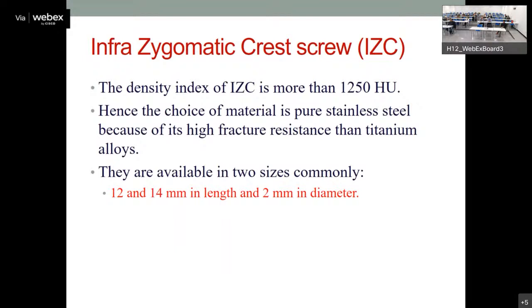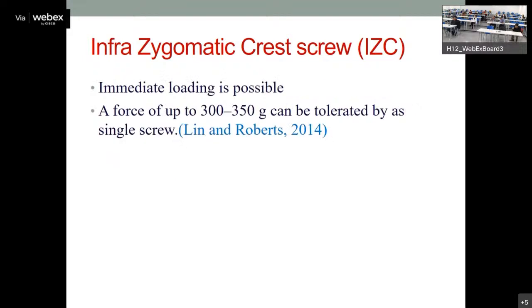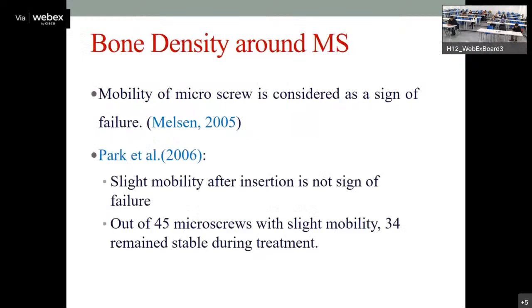As I mentioned, the density is high. It is more than 1,250 Hounsfield unit. So you need stainless steel because it has high fracture resistance compared to titanium alloy, 12, 14 millimeter in length and 2 millimeter diameter. You can load it immediately. Yes, of course, you can load it immediately because it provides higher primary stability because of the two cortical plates. You can load with higher force. Yes, higher force can also be tolerated by a single screw. Around 300 to 350 grams can be used safely.